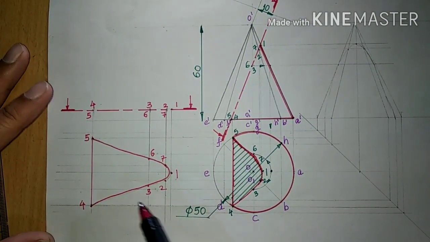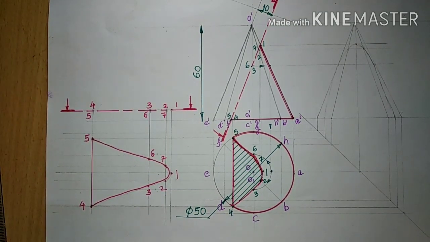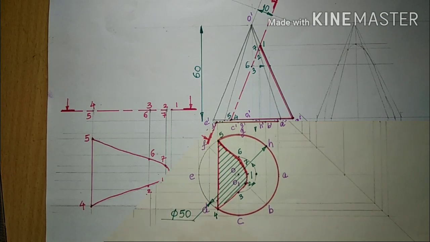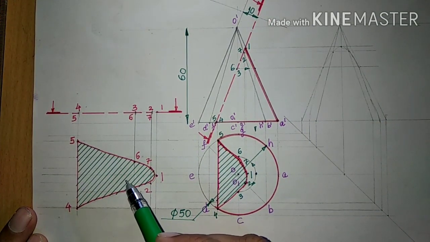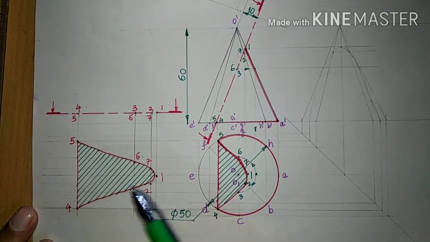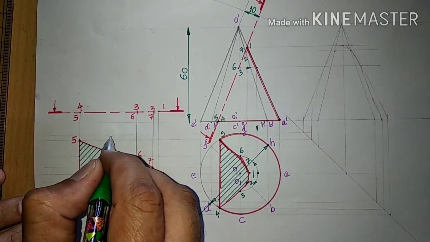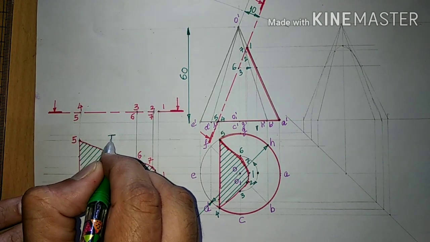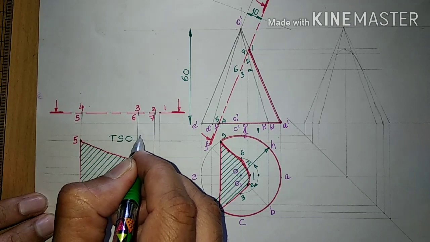Here also we will draw the hatching lines. We'll section it by a 45-degree line. This is the sectioning. All lines are drawn at an angle of 45 degree with some equal spacing. This we got as the true shape of section. We can name it TS.